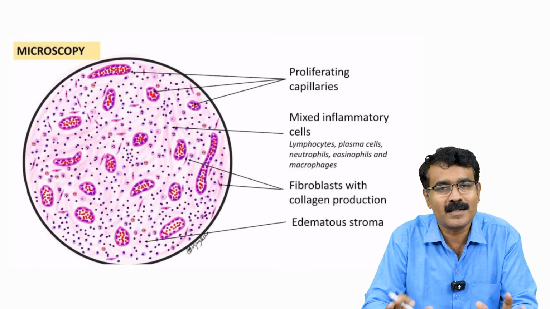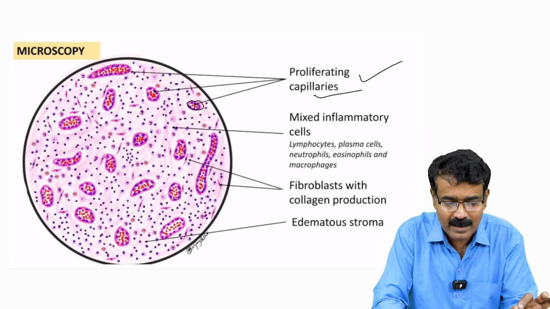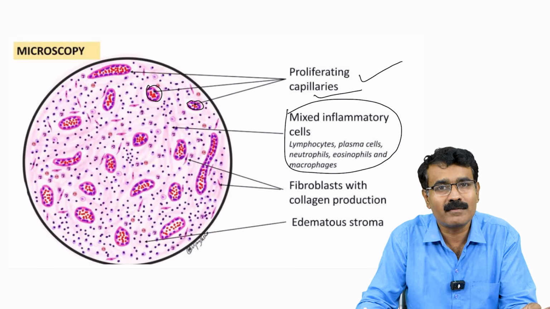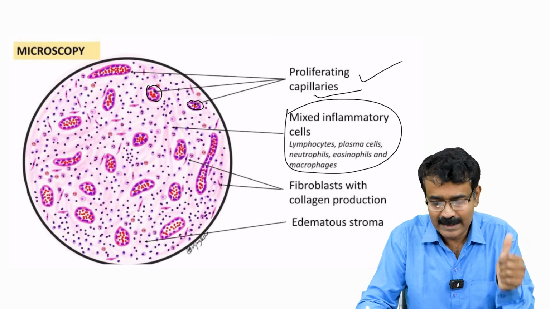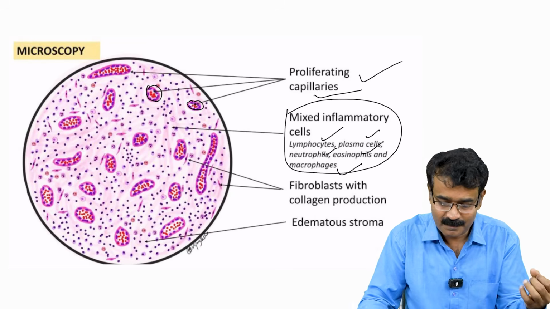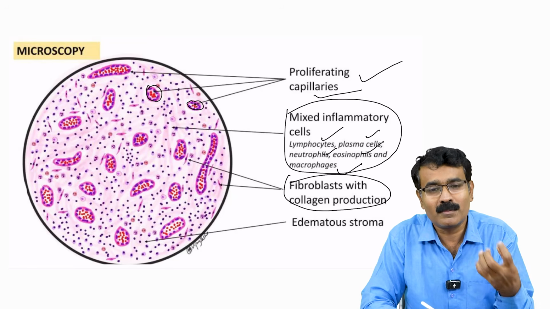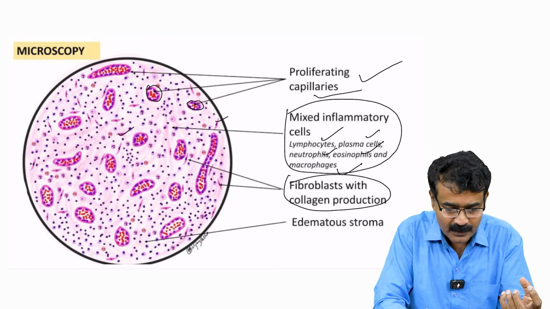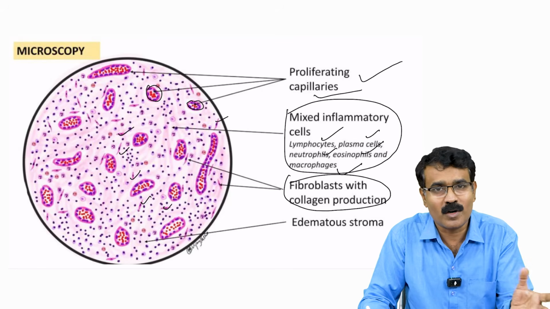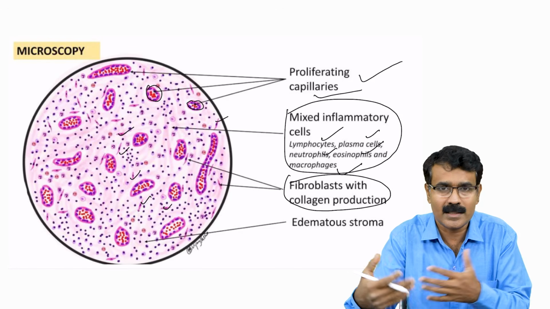Writing up granulation tissue is much simpler. Write these proliferating capillaries, show these thin-walled capillaries with a single layer of endothelium. Show those mixed inflammatory cell infiltrates. When I say mixed inflammatory infiltrates, write lymphocytes, plasma cells, neutrophils, eosinophils, and macrophages. And the second component of granulation tissue, as I told you, is fibroblasts. Demonstrate those spindle-shaped cells in between, showing that you're actually talking about fibrogenesis. So fibroblasts with or without collagen production. In the initial stages you don't find collagen production. In later stages, collagenization can happen.